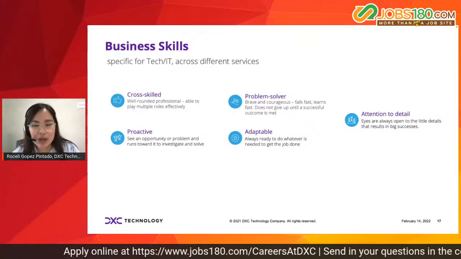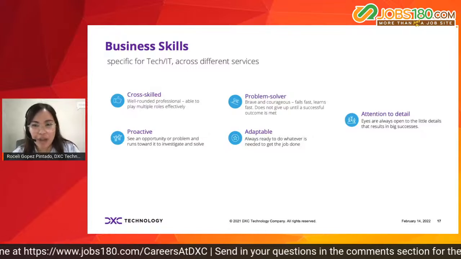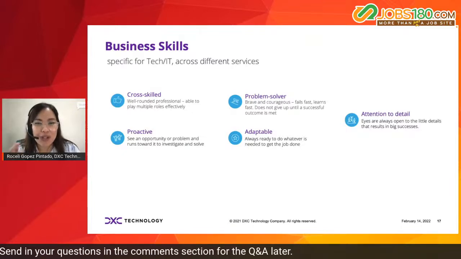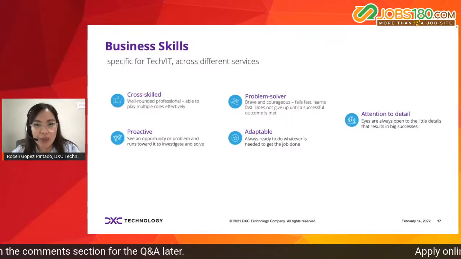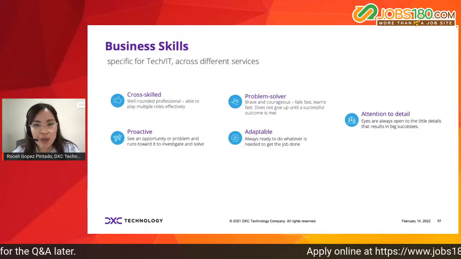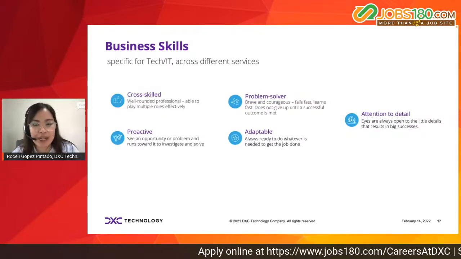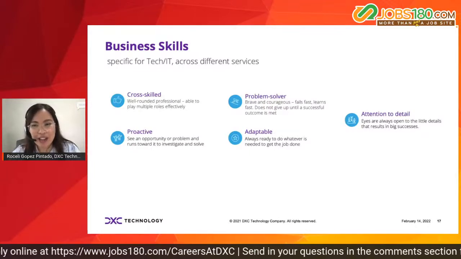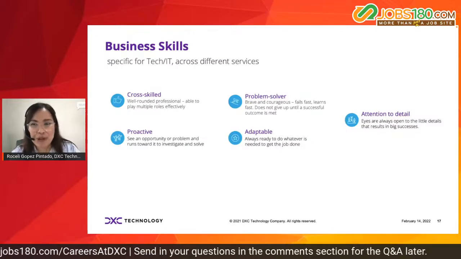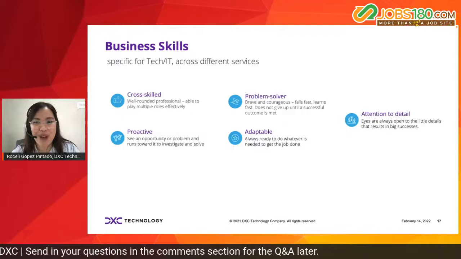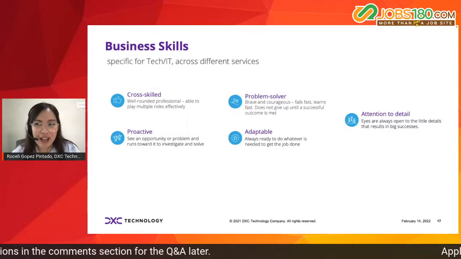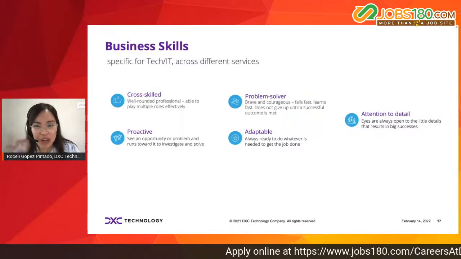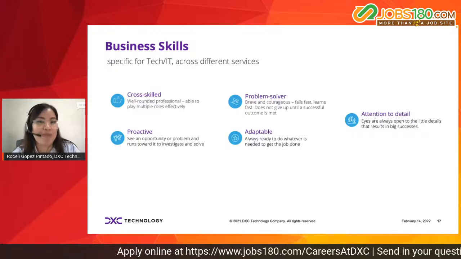And then lastly is attention to detail. Especially if you're a programmer or you're dealing with applications, there's a lot of features, there's code, there's a lot of bugs. It's very important to train your eyes to be open to the little details that result in big successes. Sometimes when you do coding, right, it's that one little period or dot or that one command that is out of place that is actually causing the whole program not to run well, right? So it's very important to train your eyes to see so that you can solve problems better.